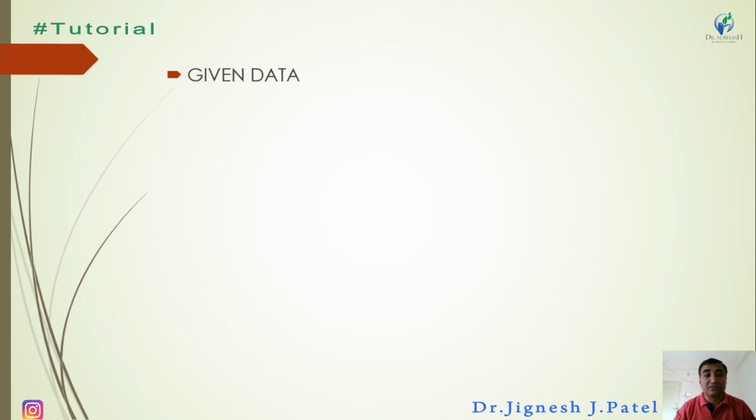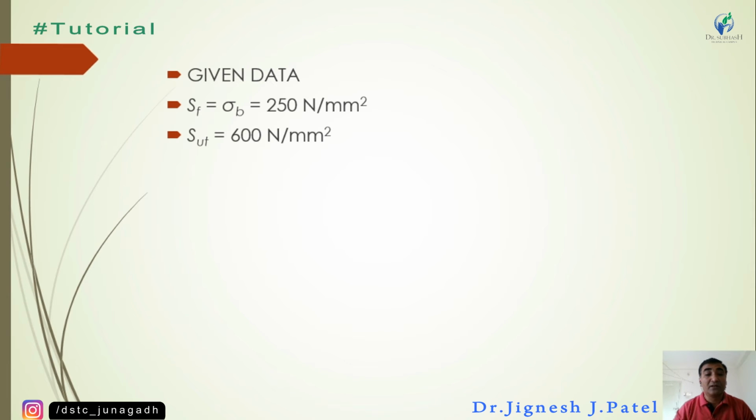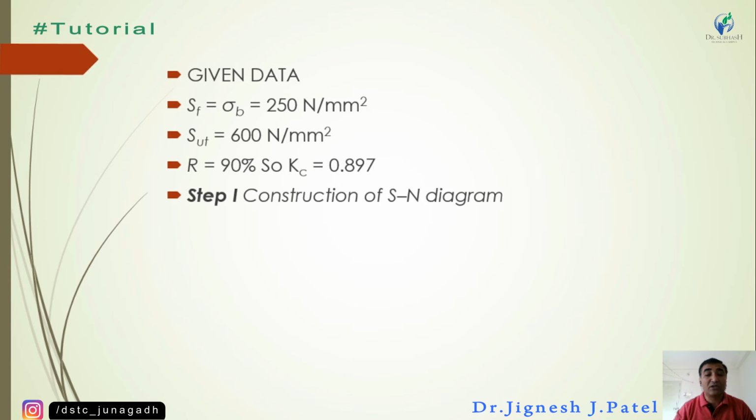First of all, the given data: the bending stress sigma B is 250 Newton per mm square. The ultimate stress is 600 Newton per mm square. Reliability is 90%, so the corresponding reliability factor Kc is equal to 0.897. Now construction of the SN diagram.